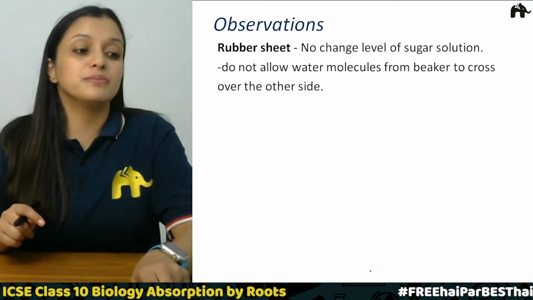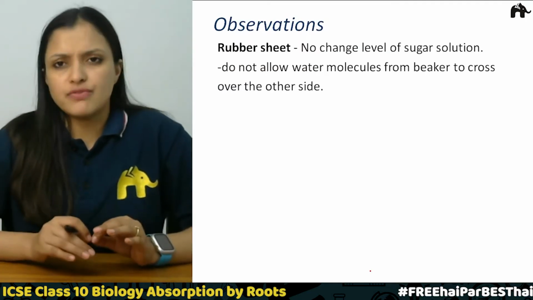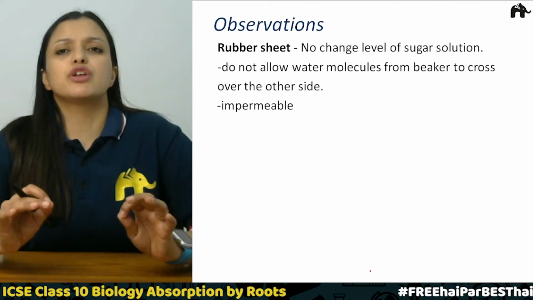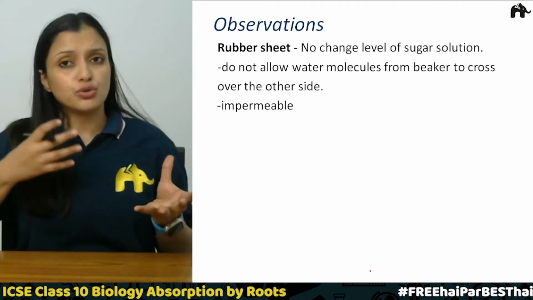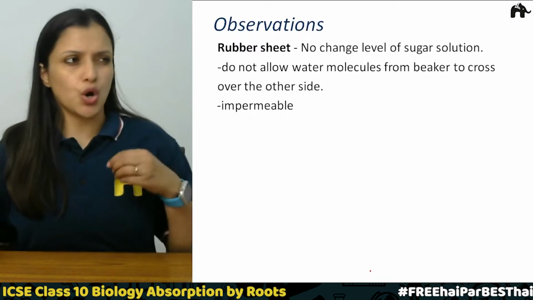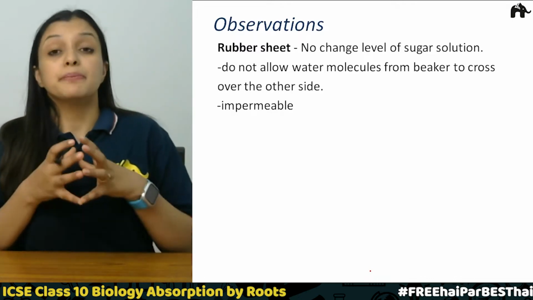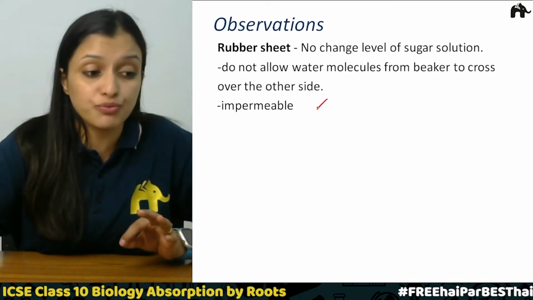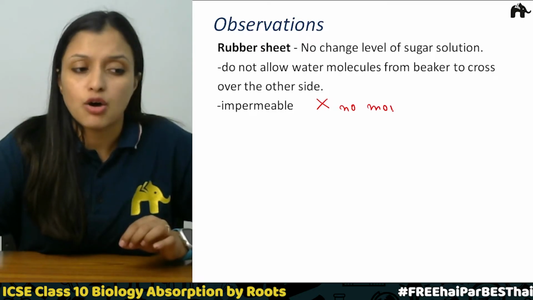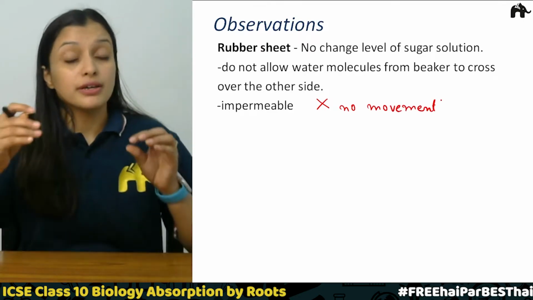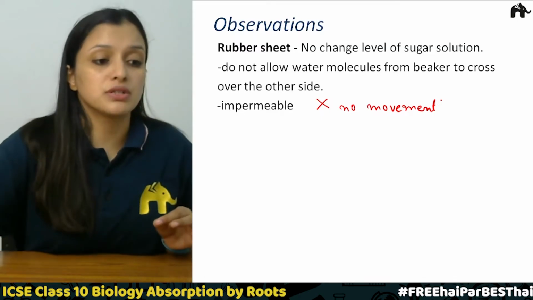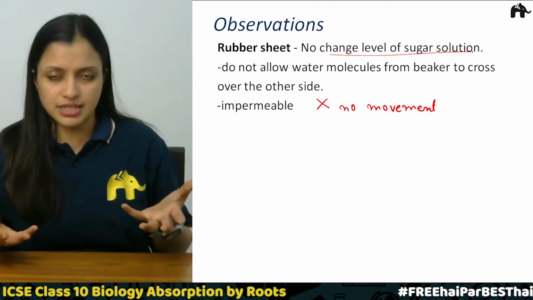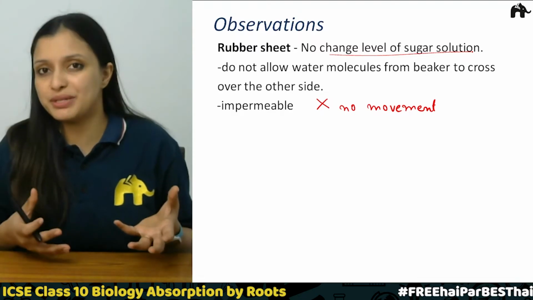So first of all, we will be taking a rubber sheet. In case of a rubber sheet, there will be no change in the level of the solution. Since it is a rubber sheet, it will not allow even a water molecule or the sugar molecules to pass through it, right? Because it is an impermeable membrane which does not allow any movement. So no movement of any molecule, right? So we will observe that there is no change in the level of sugar solution, and in the same way no change in the level of water in the beaker, right?